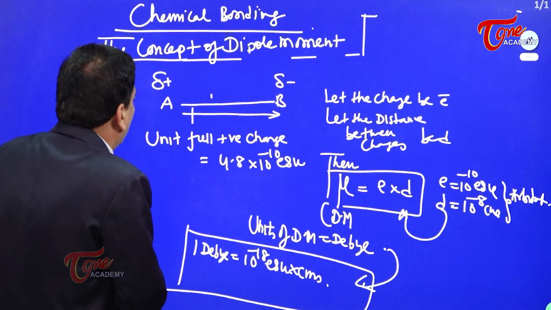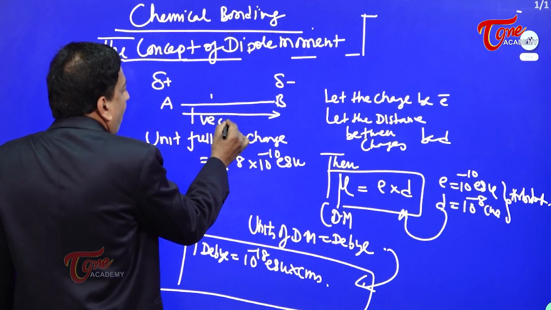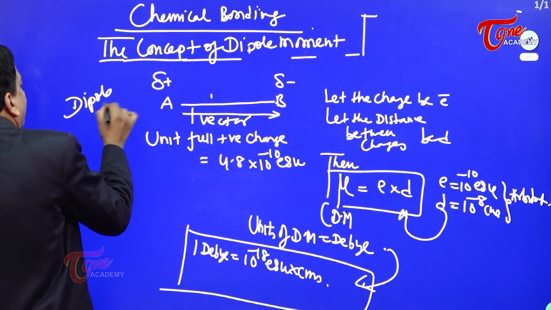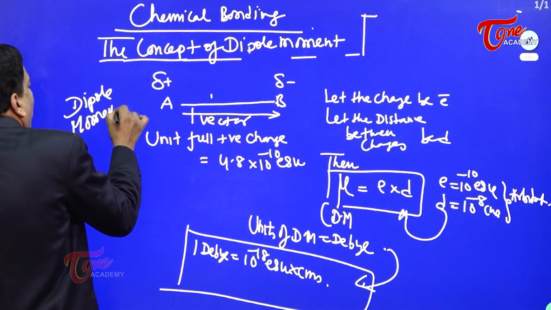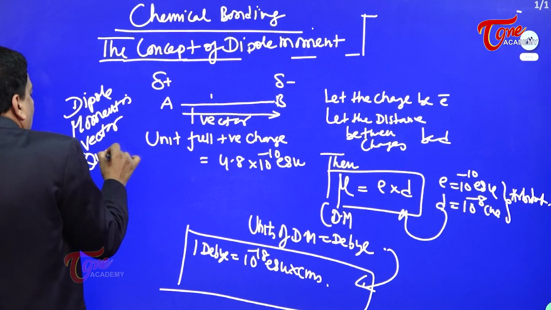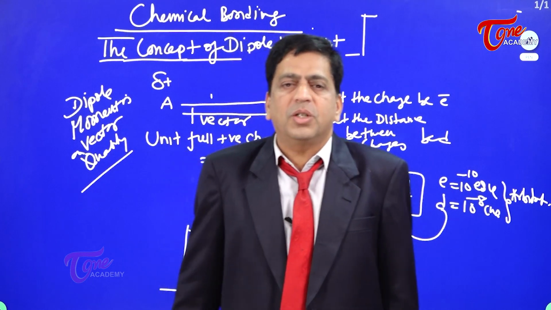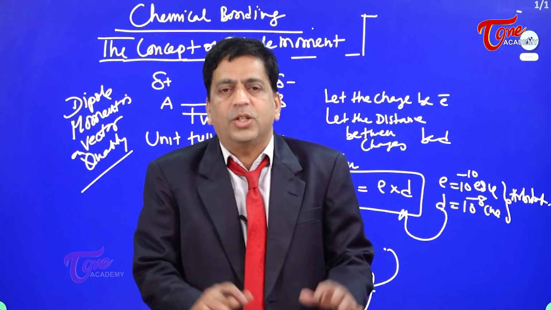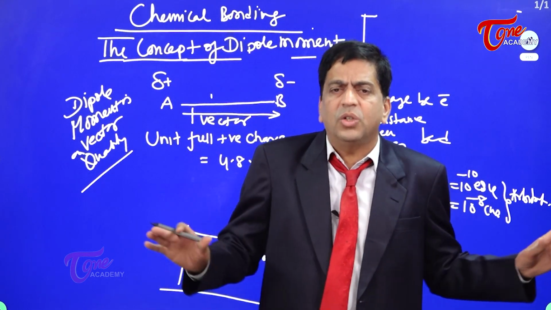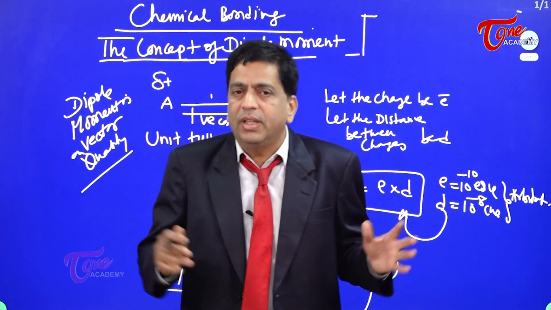And the units of dipole moment are what? Debyes. And also I would like to say this is a vector. So I can simply say dipole moment is a vector quantity. You must understand that. It's shown as a vector. So that is the concept of dipole moment. And now we will easily communicate on this.